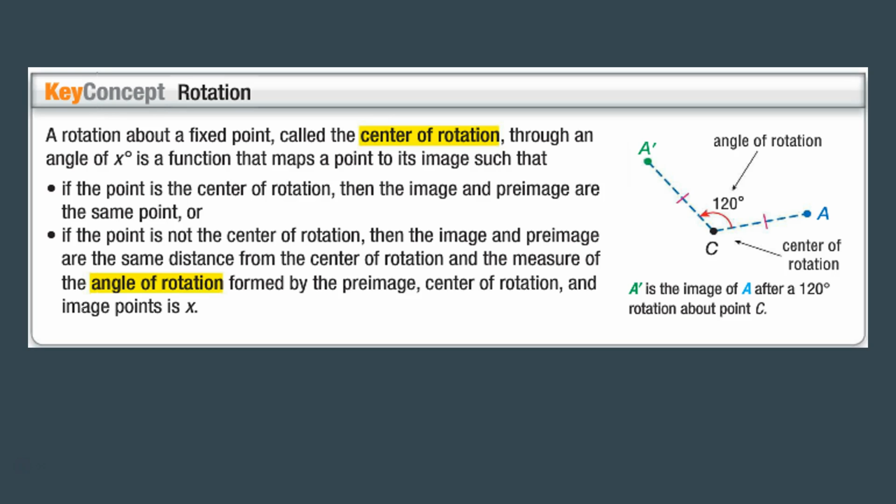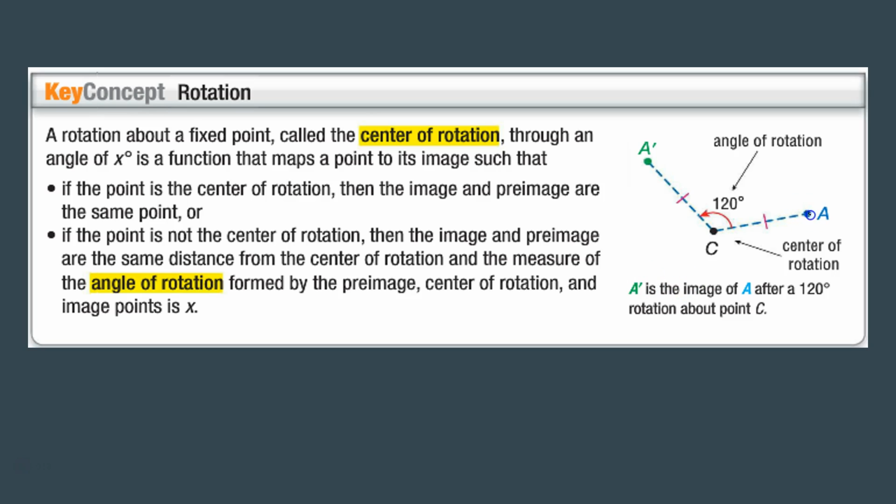A rotation about a fixed point, called the center of rotation, through an angle of x degrees is a function that maps a point to its image such that if the point is the center of rotation, then the image and pre-image are the same point, or if the point is not the center of rotation, then the image and pre-image are the same distance from the center of rotation and the measure of the angle of rotation formed by the pre-image, center of rotation, and image points is x.